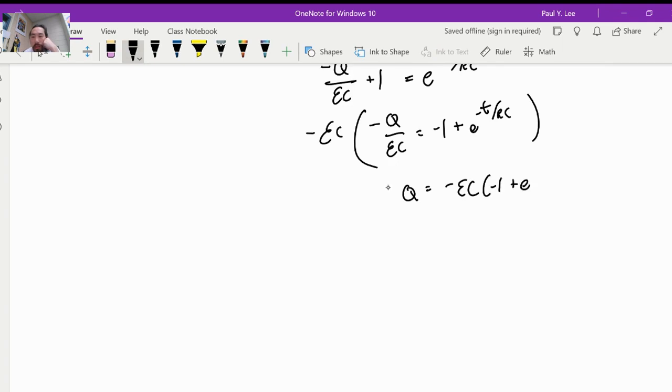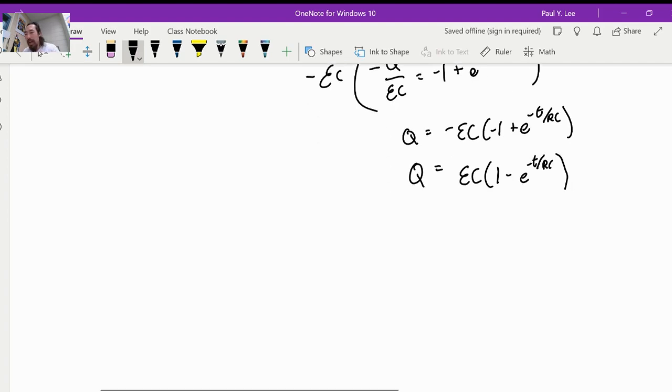Negative 1 plus e to the negative t all over RC. The only thing I want to do with this inside function is distribute that negative so that I just get this here. Why, you're wondering? Well, I know the final answer, and it's just clean math, right? And that's what we want.